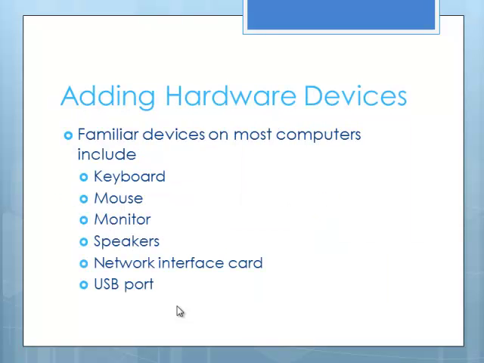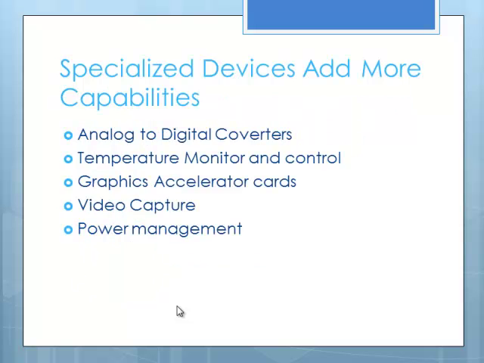Now, if you're going to add hardware, that's another way to customize your computer to make it do the things you need it to do. Most computers have these familiar pieces of hardware: keyboard, mouse, monitor, speakers, etc. So you're used to those. But there's a lot of specialized devices that you can add that will give you more capabilities. Some of these are analog to digital converters, or the reverse, a digital to analog converter.